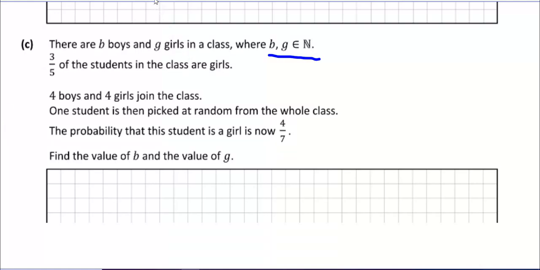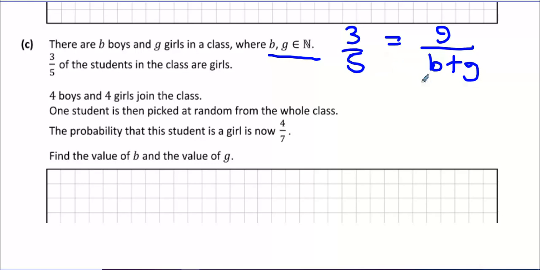Would you all agree that the probability 3/5 are girls? So what this means is the number of girls G divided by the total is 3/5. Would that make sense to you? For example, 30 girls out of 50. Now, how do you get the total again? The total is B plus G, isn't it?